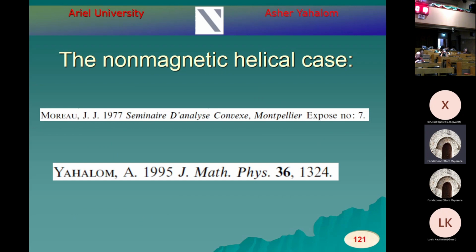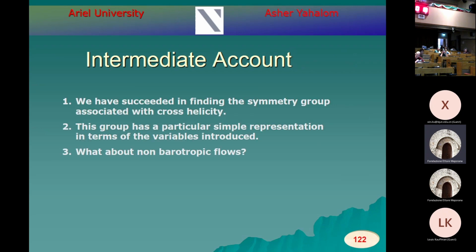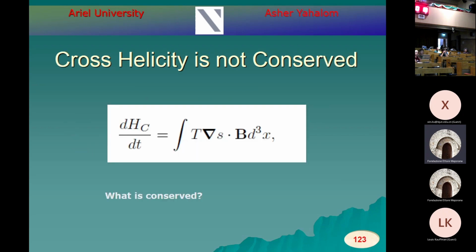And this was in 2 papers. Morrison didn't mention the concept of labels, so he had a more complex representation of the symmetry group, but essentially got the same, and also my own paper from 1995. So we have succeeded in finding a symmetry group associated with cross-helicity. The group has a particularly simple representation in terms of the variables introduced, but this was done for the barotropic case, right? What about non-barotropic flows?